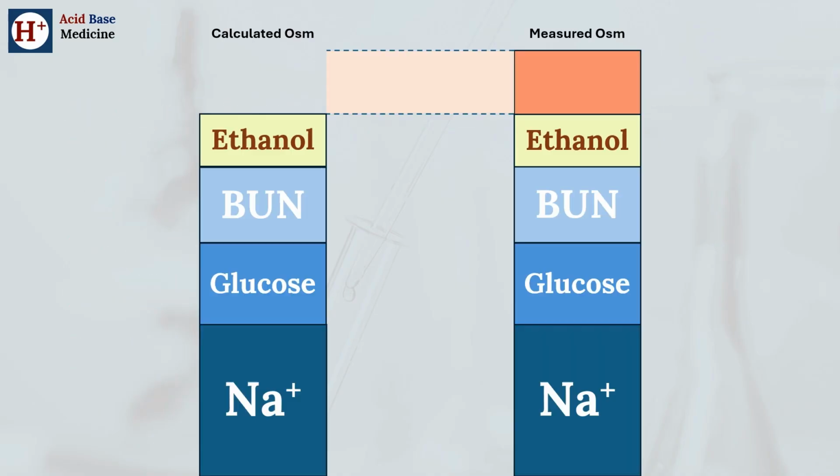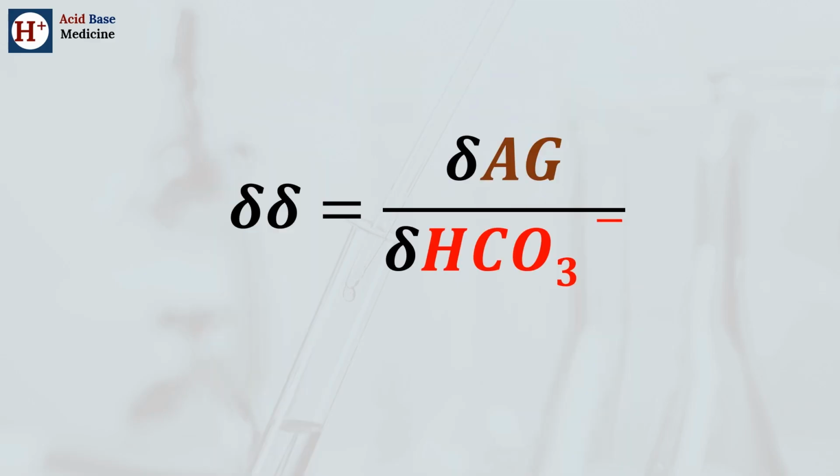It is also important to calculate the osmolar gap in cases of unexplained high anion gap metabolic acidosis to identify the presence of toxic alcohols. We will talk about this in another video. Now we need to calculate the delta-delta ratio to identify any concurrent metabolic alkalosis or normal anion gap metabolic acidosis.